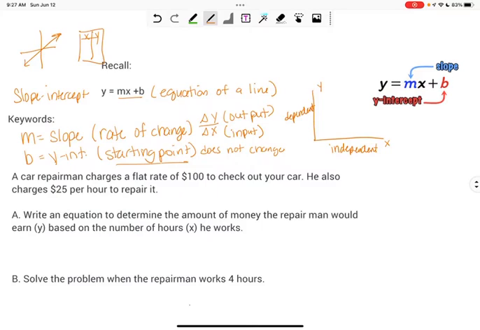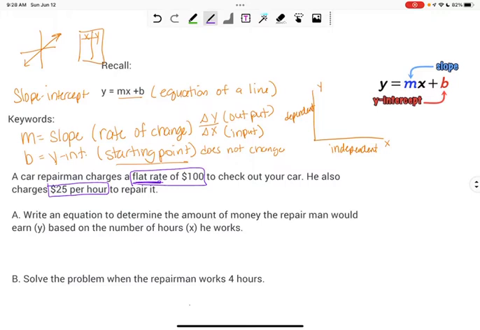All right, we have a car repairman charges a flat rate of $100 to check out your car. He also charges $25 per hour to repair it. All right, let's look at our keywords here. Flat rate, a flat rate. A flat rate is not going to change. That means that no matter what this car repairman does, when you bring your car into his shop, you're going to have to pay that flat rate of $100. Even if he doesn't do anything, you're going to have to pay that amount.